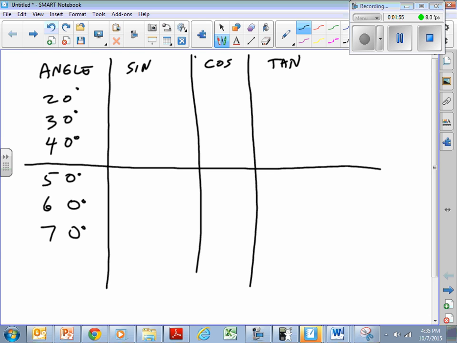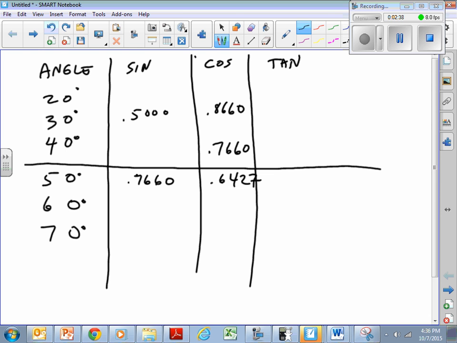So here we go. For 20, good, I don't have any numbers. For 30, I got two numbers. The sine of 30 is 0.5. The cosine happens to be 0.8660. Then for 40, I got the cosine, which is 0.7660. And then 50, I got both of them: the sine, 0.7660, and the cosine, 0.6427.